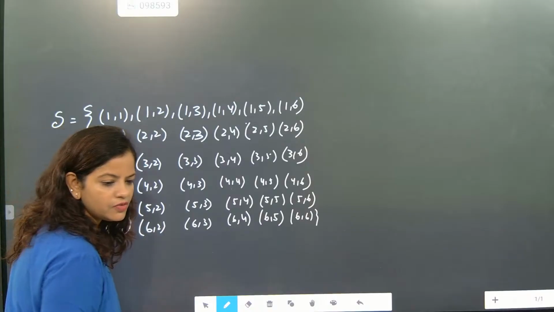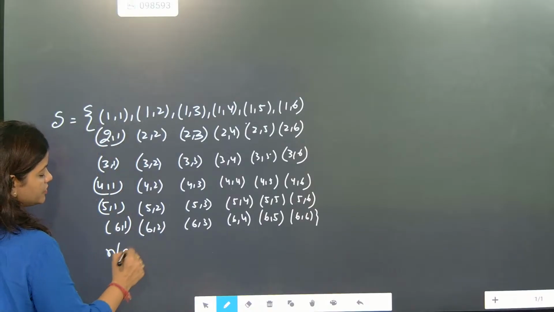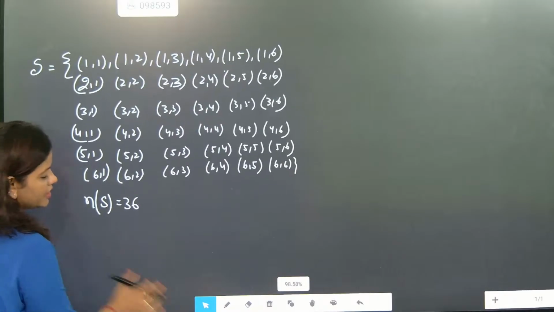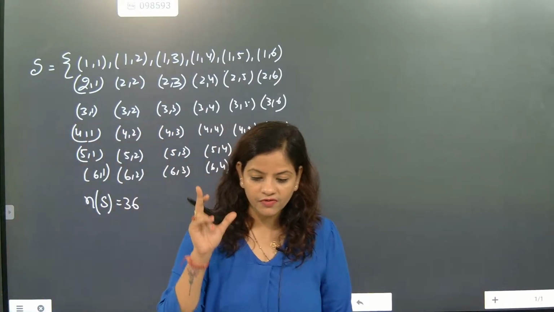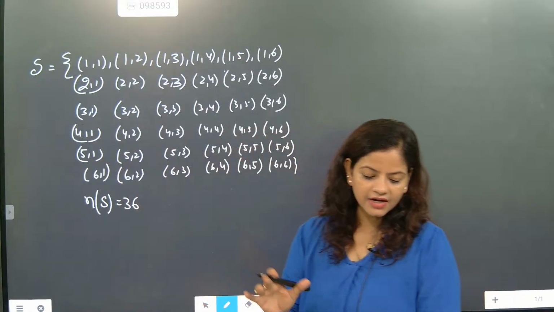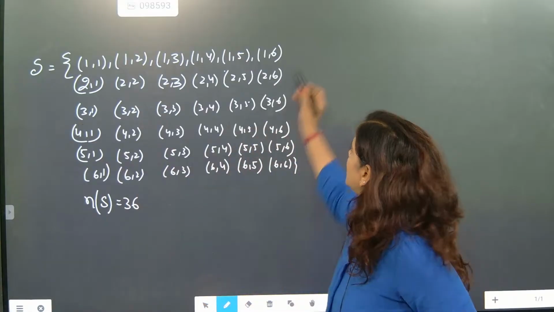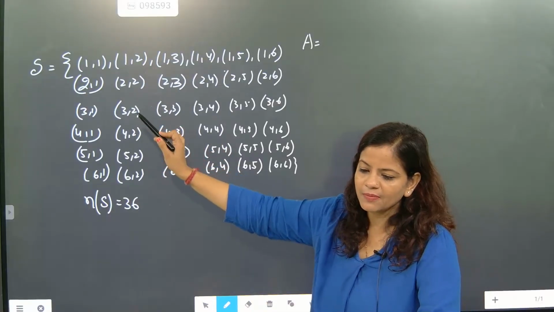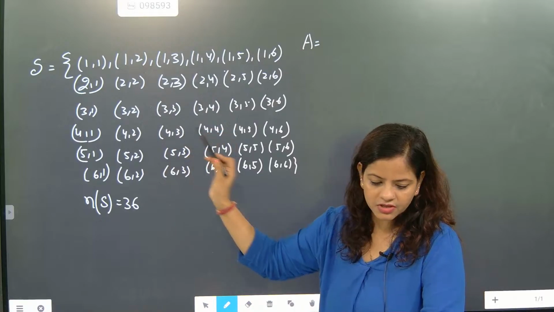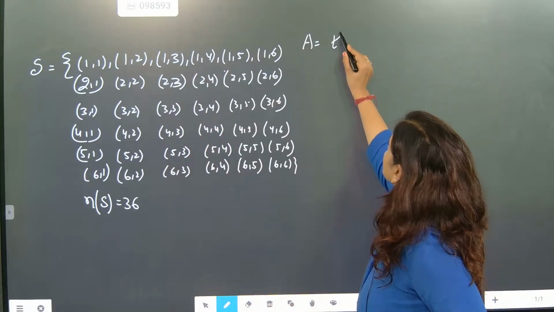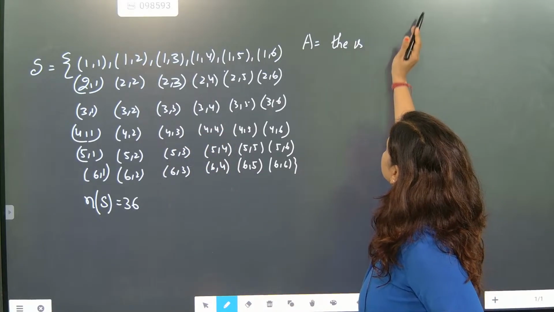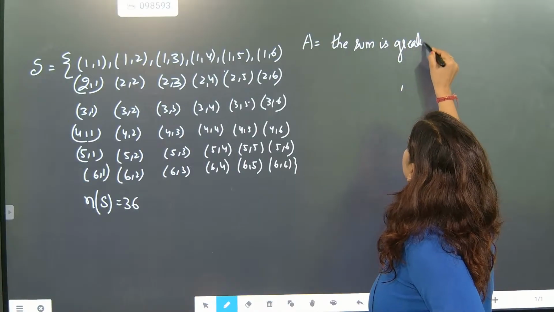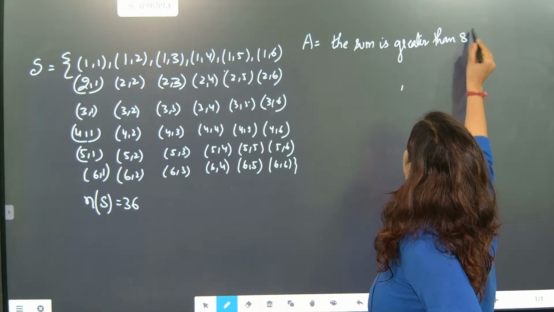That means if we add this up, the total number of sample points comes as 36. Now based on this, one question is given. A is a set of elements. This is the sample space. Remember, sample space means the set of all the elements. Now, the sum is greater than 8. This is A.